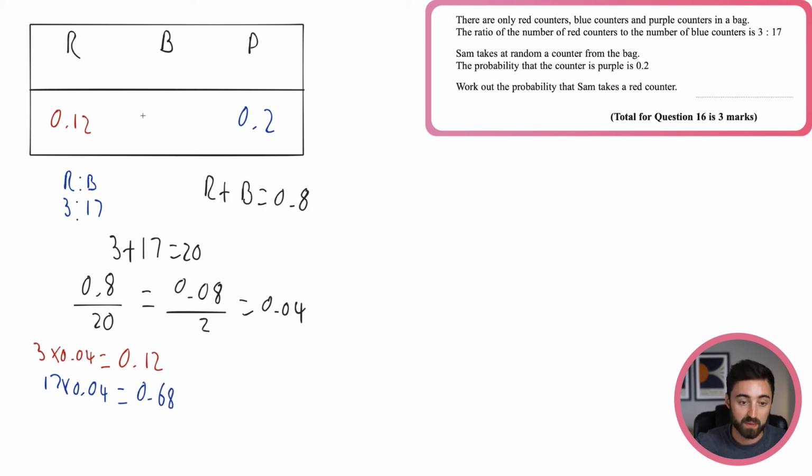So that is my probability table. Blue is obviously the likely choice, but the final, you know what, I didn't even need to do that, because I actually just said work out the probability that Sam takes a red counter. So forget the last bit, it's not a bad thing to do, but your final answer is just going to be 0.12.